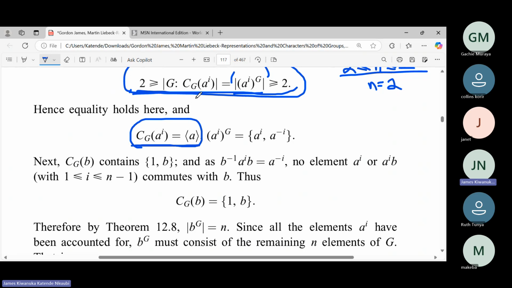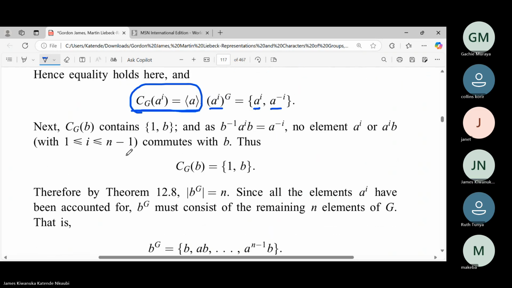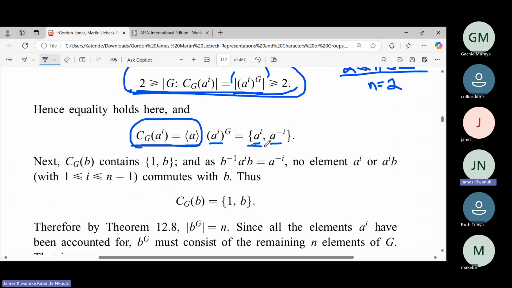And based on this, we have established that the conjugacy class of A^i will consist of just the element A^i and its inverse. So this gives us all the conjugacy classes of these elements A^i. So what's left is to find the remaining conjugacy classes. They're all of size 2, and how many of them will we have?